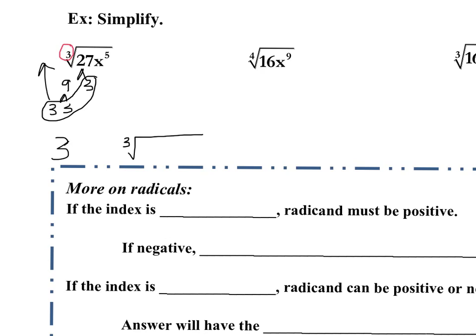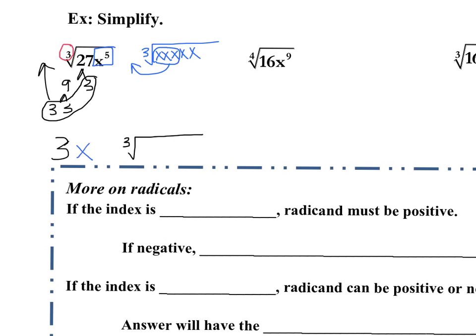But the way I want you to think about this 5 here is, I'm going to break this up just to explain. You know that x to the 5th means that there are 5 x's under there. And because of the index of 3, that means that you can only circle a group of 3. So you can see that there are 3 x's here, and that is going to come out, and so I'm going to write it next to the 3 on the outside.